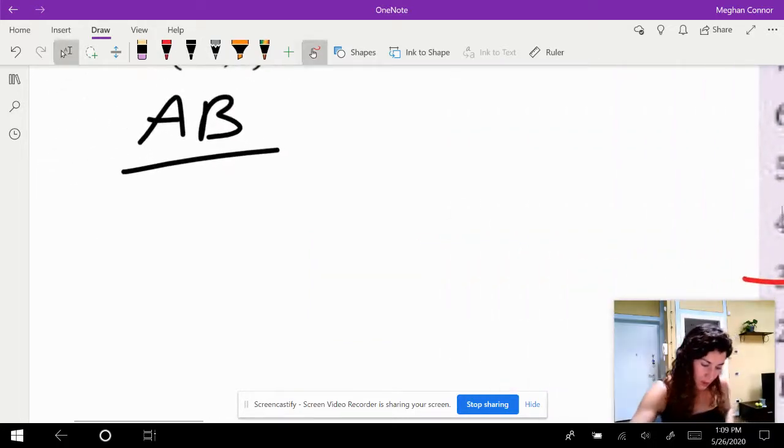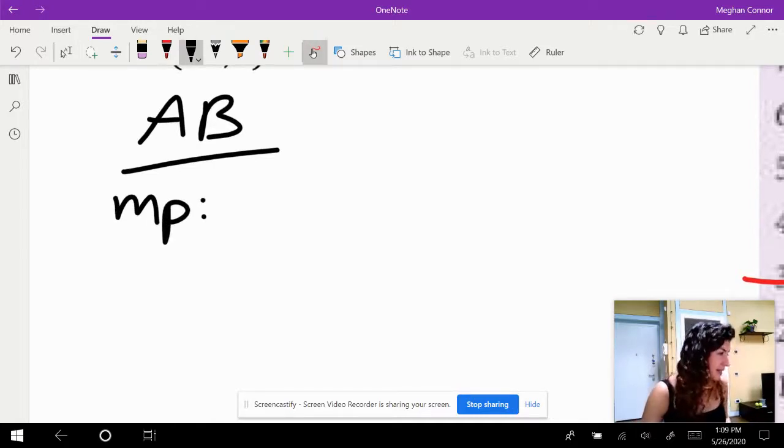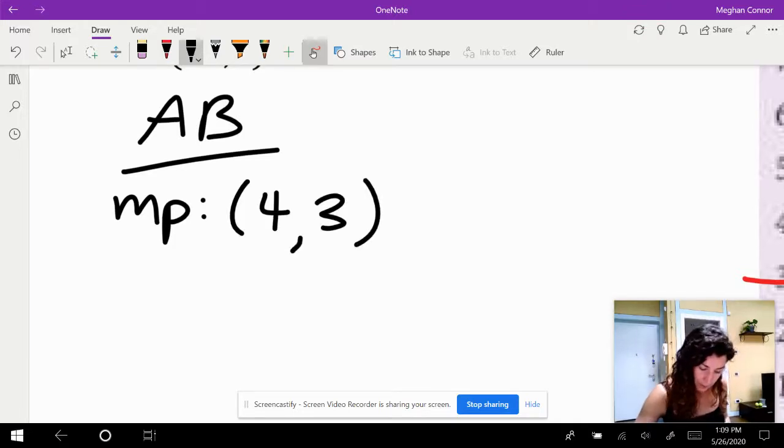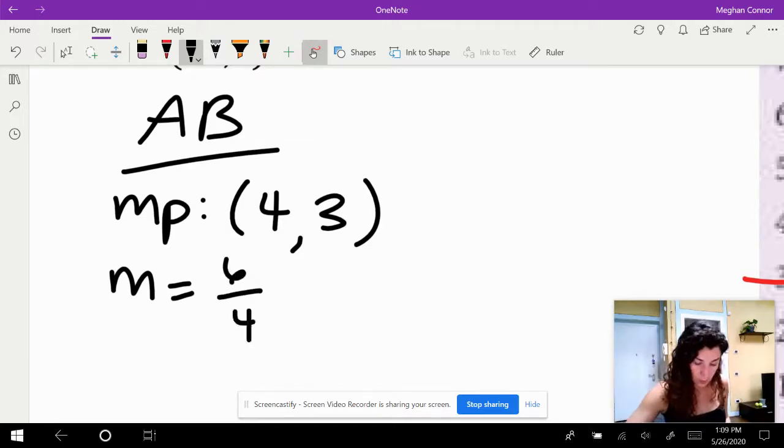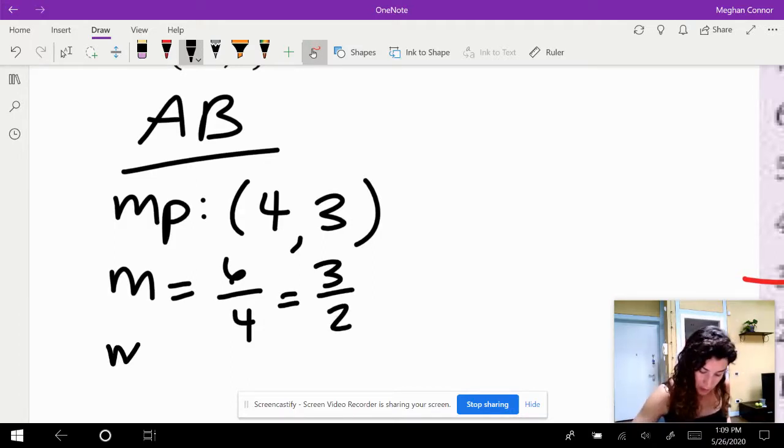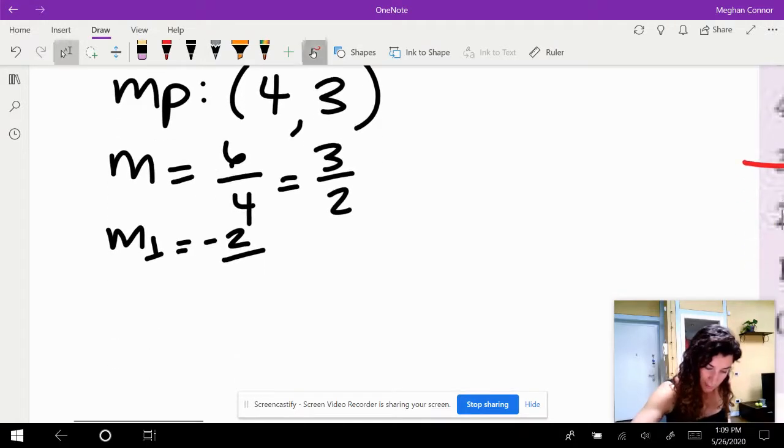Okay, so midpoint for AB is going to be 4, 3. And the original slope for AB is subtracting the y's, so 6 over subtracting the x's, which is 4, so that's 3 halves, which means that our perpendicular bisector is going to be negative 2/3.